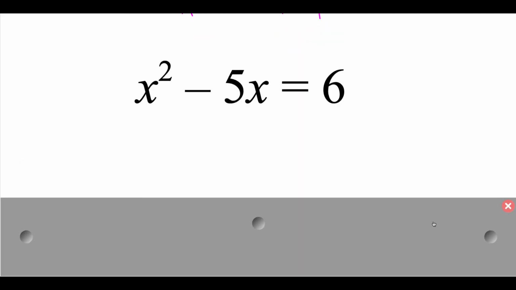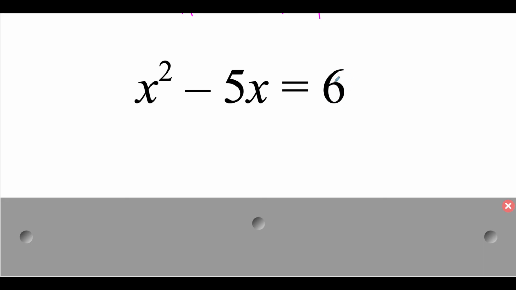For our next equation, there's actually a little bit of an issue with this one. All of our equations have said y equals or f of x equals. The last one said equals 0. This one has x squared minus 5x equals 6. Before we can graph this out, we actually want to get our equation equal to 0. So we need to do a little bit of algebra first.